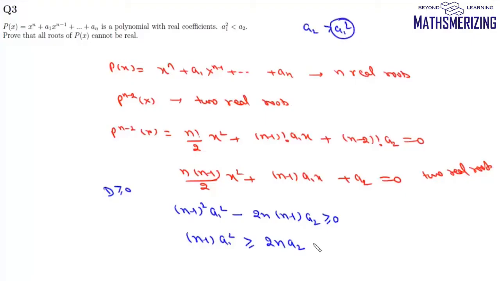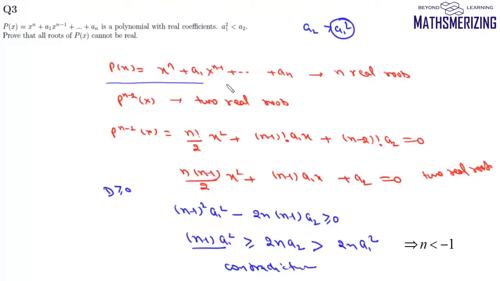So we'll put the value of a2. From here we can write this is greater than 2n a1^2. Now (n+1) a1^2 cannot be greater than 2n a1^2. So we get a contradiction here. So from contradiction, we can say that this polynomial P(x) cannot have all real roots.